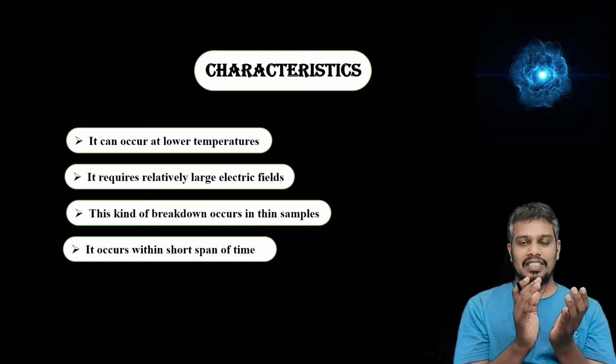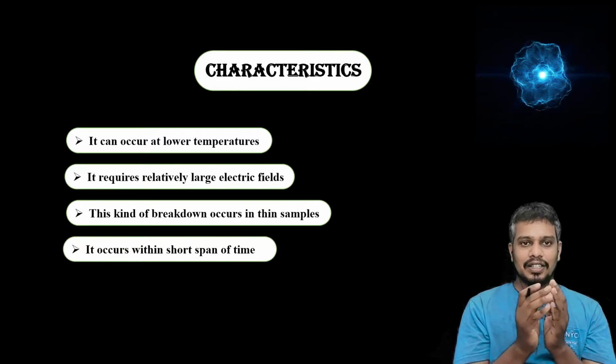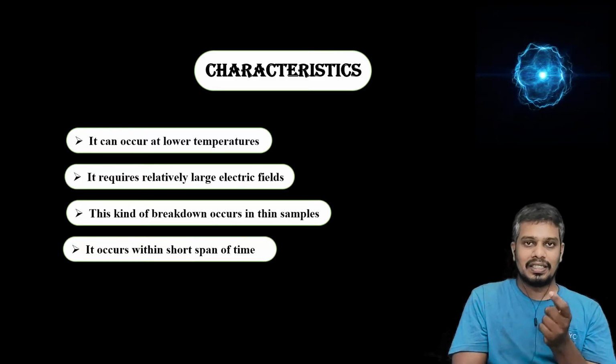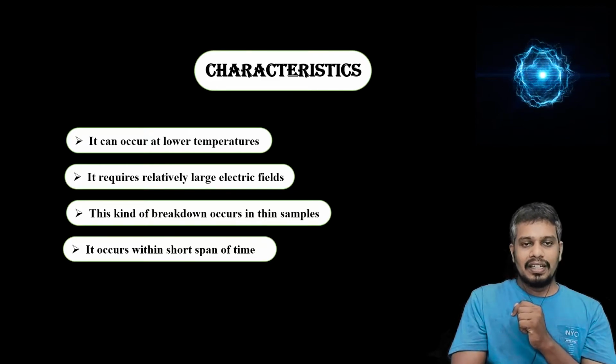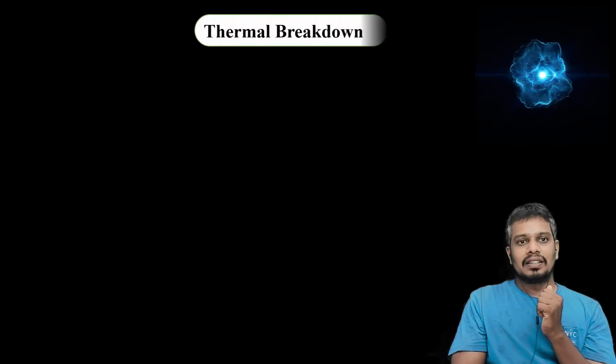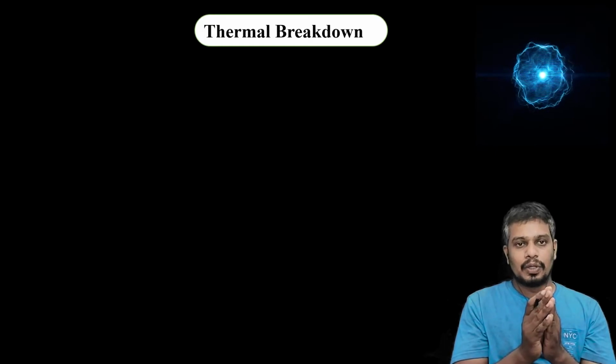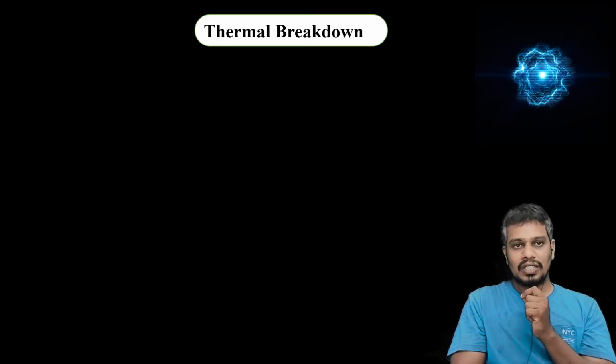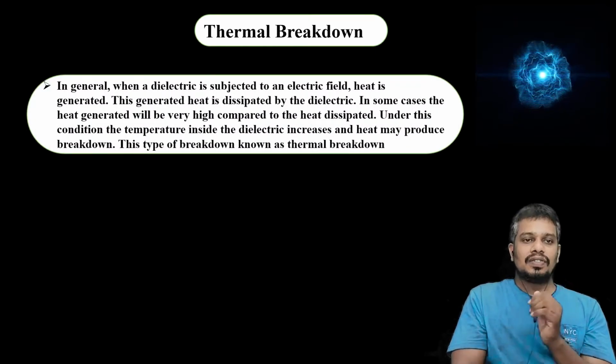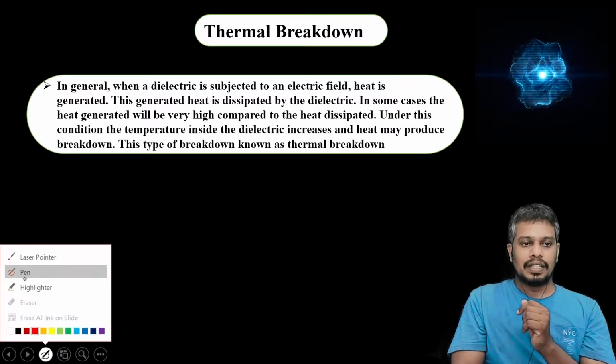If you know the Zener avalanche diode characteristic, then it will be good for us here to understand the dielectric breakdown. The next breakdown is called the thermal breakdown. What do you mean by thermal breakdown? The name itself is saying it's due to the temperature. The breakdown occurs due to the temperature. So here is the short definition for the thermal breakdown.